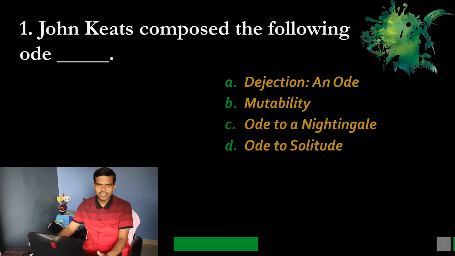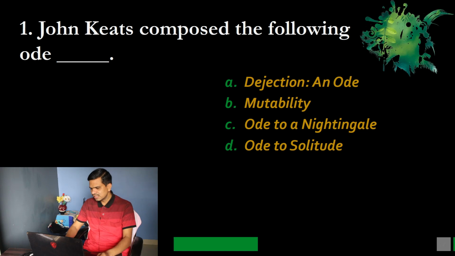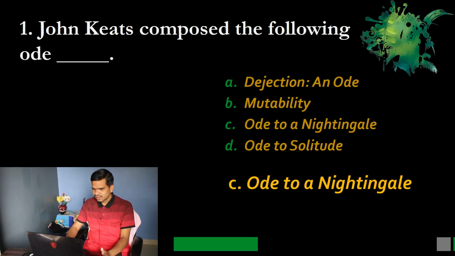Ode to Solitude. So before question number 1, just write down question number 1, and in front of question number 1 write down your option, and after all options you have to calculate the score. 2 marks are given to each question, so each multiple choice question. Here we see John Keats composed Ode to a Nightingale. See, this is a very famous ode in English literature, Ode to a Nightingale.